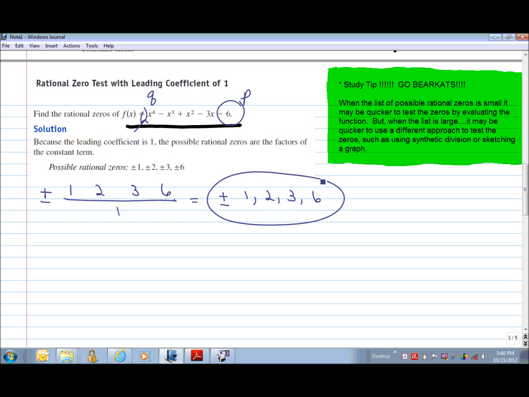So to go on and find the zeros, these would be the values that we would utilize in synthetic division to see if we could find a zero. So let's go ahead and do that. Remember synthetic division. This will be a review of synthetic division. So I'm going to write that, review of synthetic division.